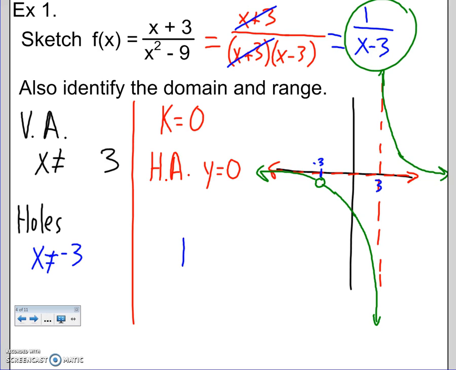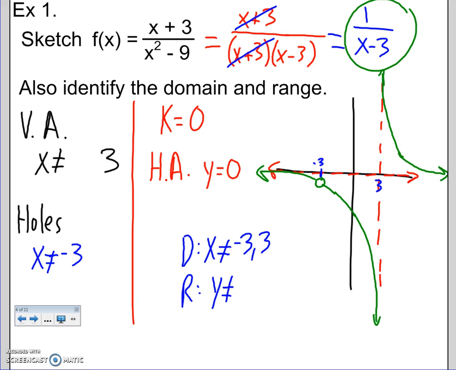Domain and range, same as before. This will be all reals but our restrictions. Well, x cannot be, is everything but -3 because there's a hole there, and +3. So there's 2 things that x cannot be. Range, we use -infinity, +infinity, but the x-axis or y is 0.